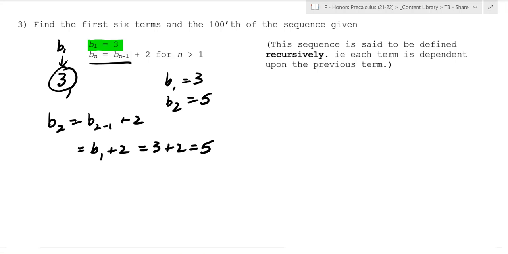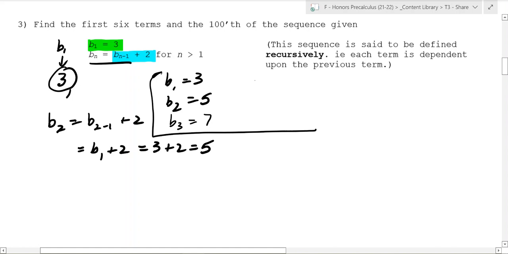What this is telling us is that the next term is always equal to the last term plus 2. So that means that b3 is just going to be the last term plus 2, which is 7. So that's what we have so far. So then b4 is going to be 9, b5, you add 2 again, is 11, and b6 is going to be equal to 13. Now, this is recursive because it relied on the last term.